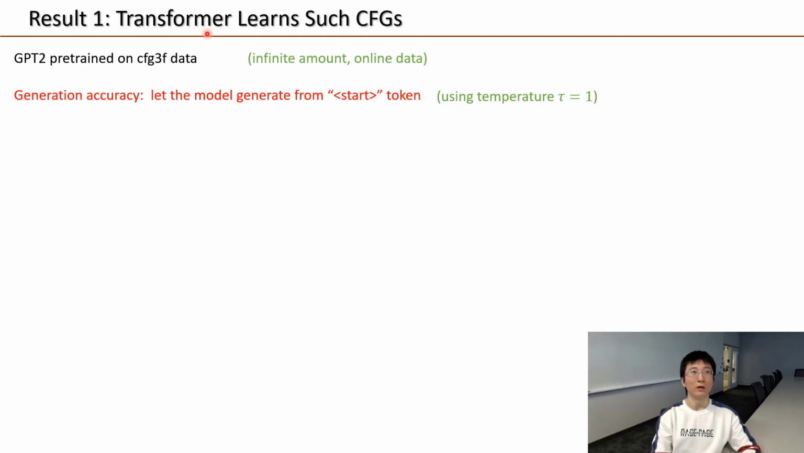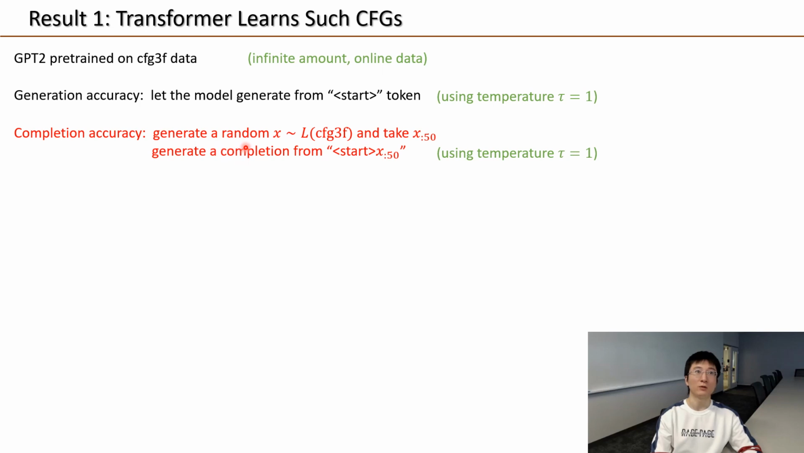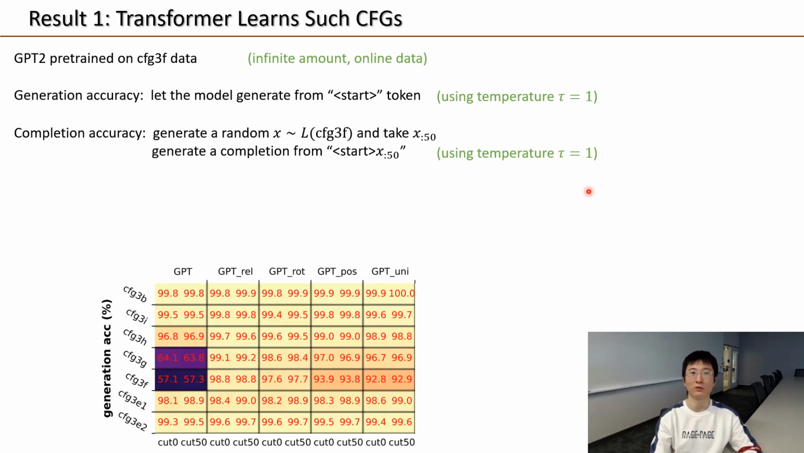First of all, we can look at the generation accuracy. After the pre-training, we can let the model generate from a start token, and then we can check if its generation actually satisfies the CFG, using temperature 1. Or we can also check the completion accuracy by, for instance, first generating a correct sentence from the CFG, then taking a prefix of length 50, feeding this into the language model, say GPT-2, and letting it do a completion from there, just with this correct prefix. And then we check if the completion generated by the language model under temperature 1 is in the language of the CFG, right? To check if its completion is correct. So we can check those two kinds of accuracies, and here's what we found out.